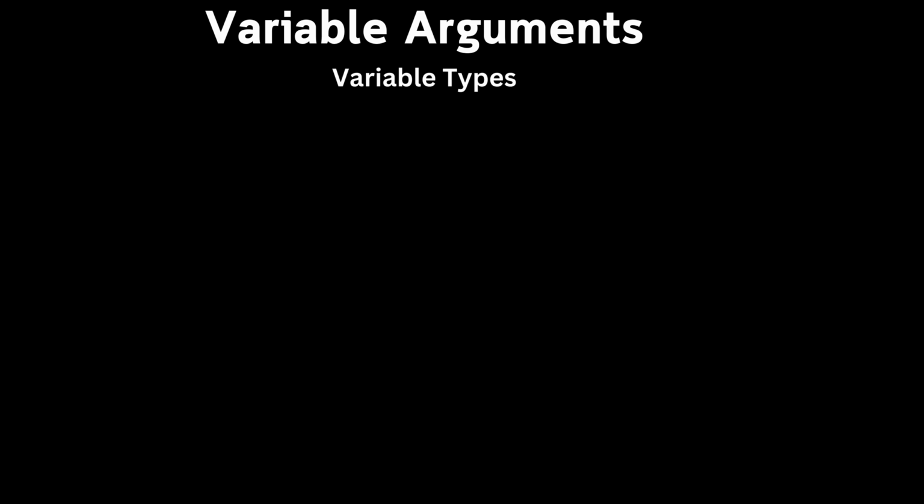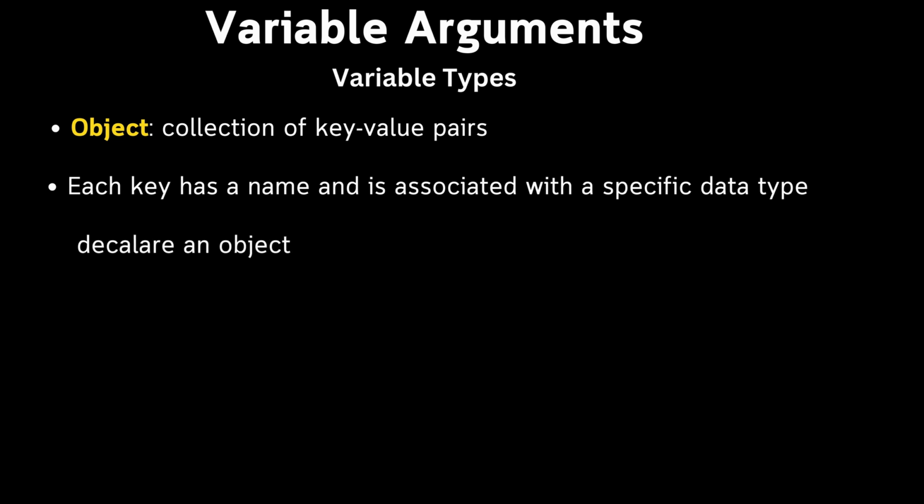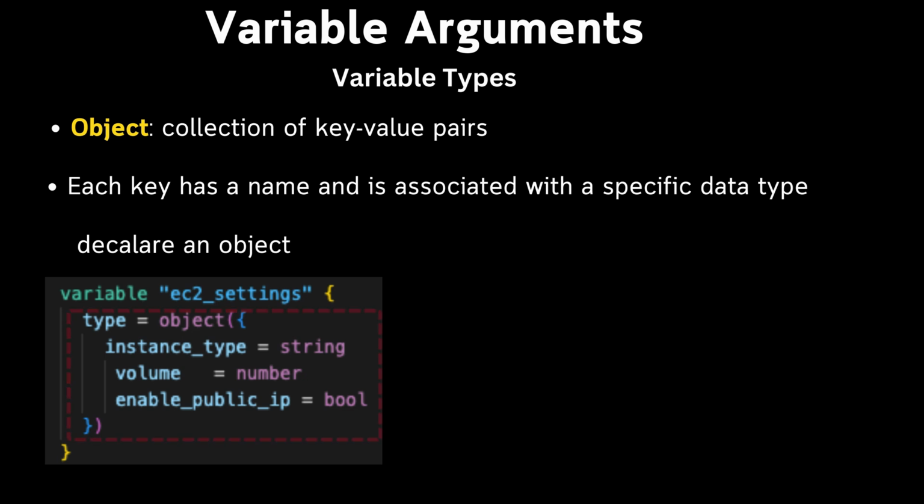Now we have a bit of a complex data type, object. Object is a collection of key value pairs. In objects, each key has a name and the data type that particular key would expect. To declare an object, you would use the keyword object within the brackets. Then you have a collection of key names and the data types they accept.